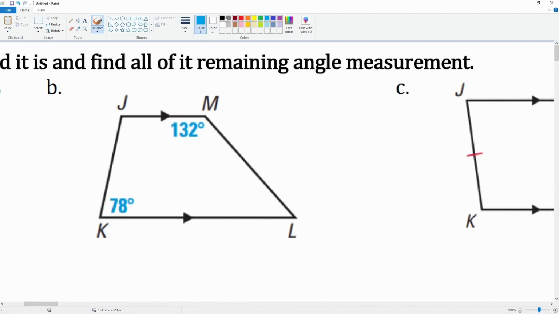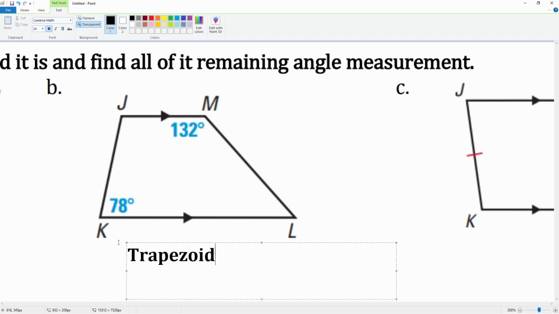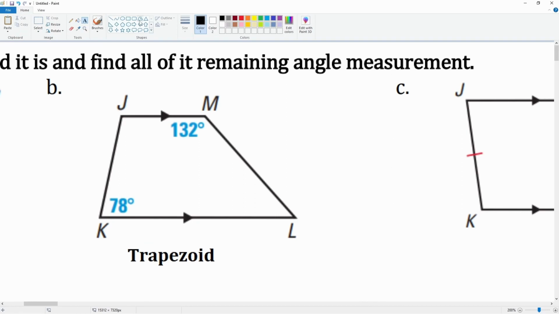Let's look at B here. There are no red marks here, so that just indicates that this is just a regular trapezoid. So we can write just trapezoid here. And now we can find the values.